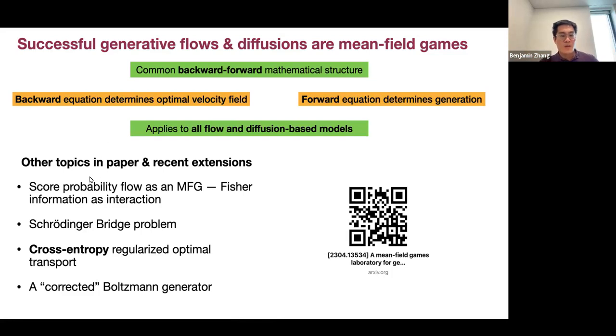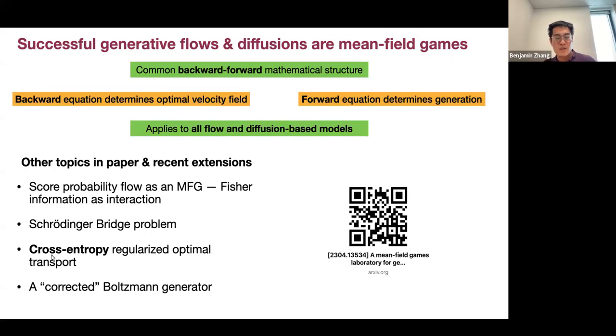Some other things in the paper that we didn't really talk about: you may know about the score probability flow. It's also a mean field game. In this case, there is an interaction term. You can have an efficient information as an interaction, and it produces something called the score probability flow, a deterministic version of a diffusion model in effect. We do talk about the Schrodinger bridge, although it is a little different, it's not exactly a game. It's really more of a planning problem, I guess.